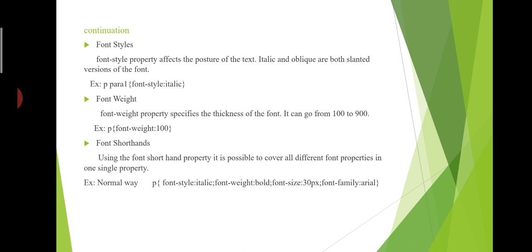Example, a normal example I am giving here. If you observe this example, I have given P with curly brackets, font-style colon italic, that is, the style I have specified as italic, weight I have given bold, size I have given 30 pixels, font family I have mentioned as Arial. If you observe clearly in this example, everywhere I have mentioned the property name as well as the value for that property.